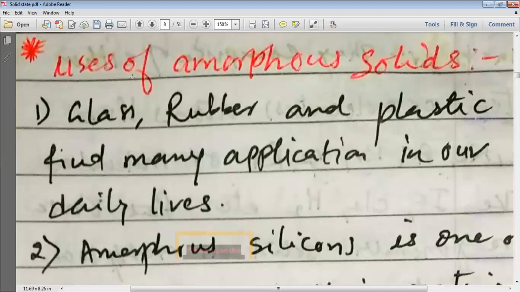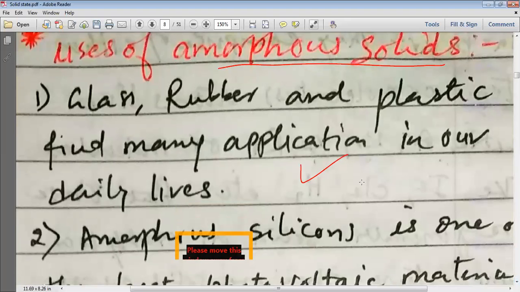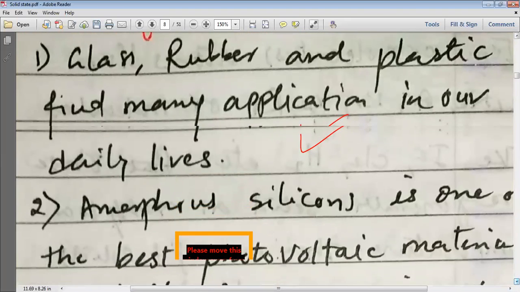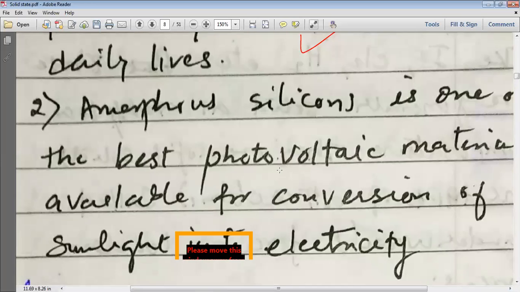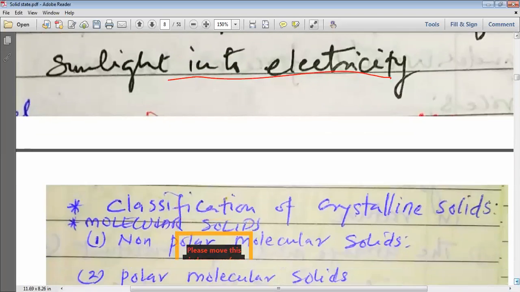Now let us study about the use of amorphous solids. We know that glass, rubber and plastics find many applications in our daily life. Amorphous silicon is one of the best photovoltaic materials available for the conversion of sunlight into electricity.